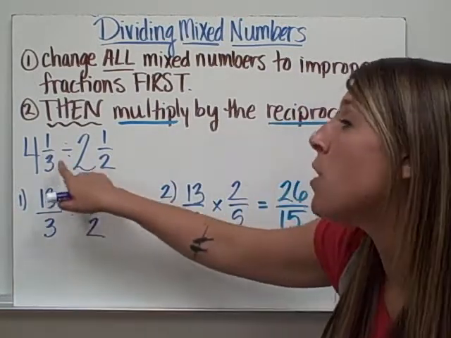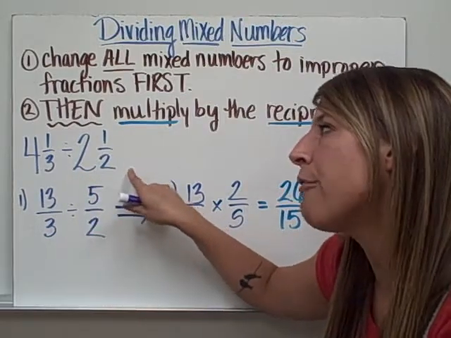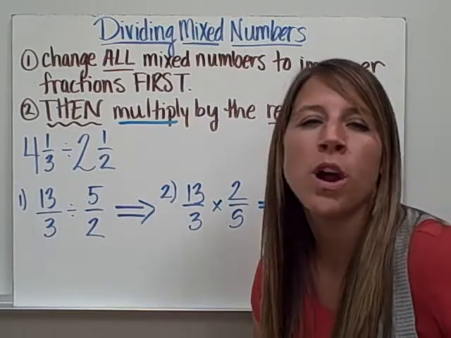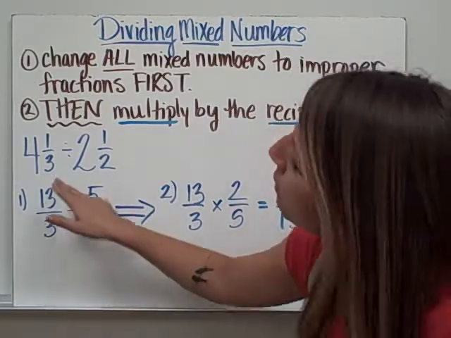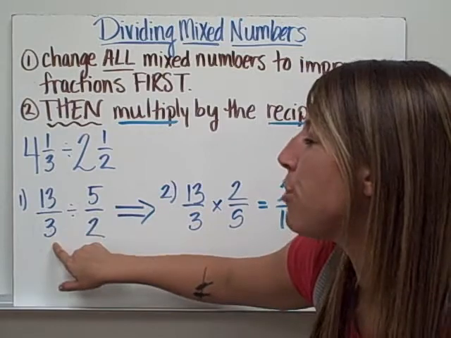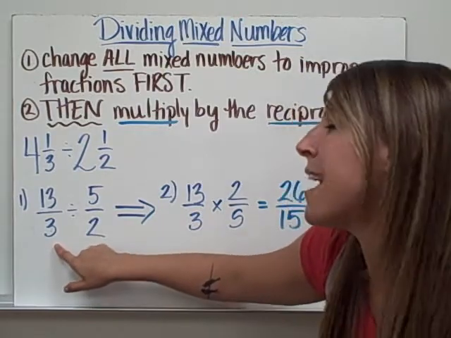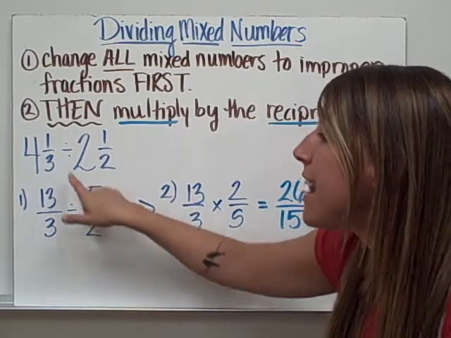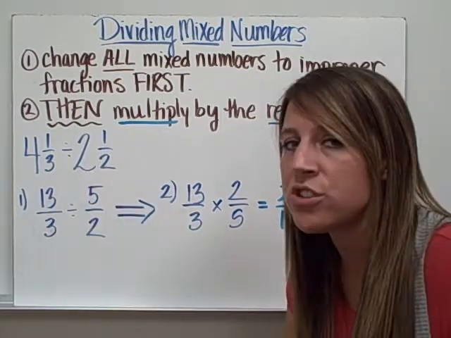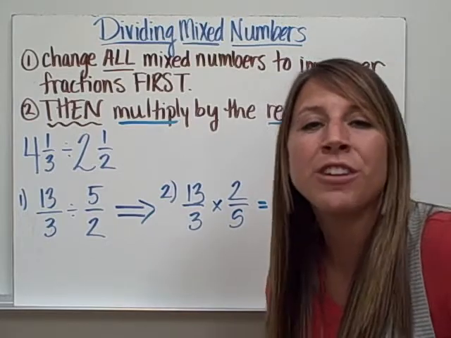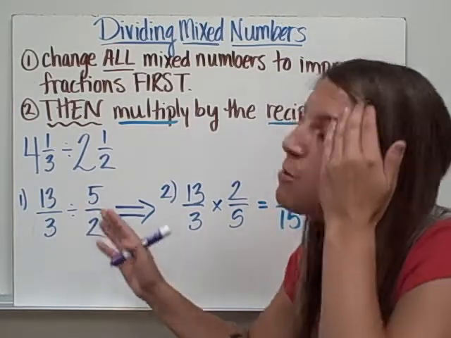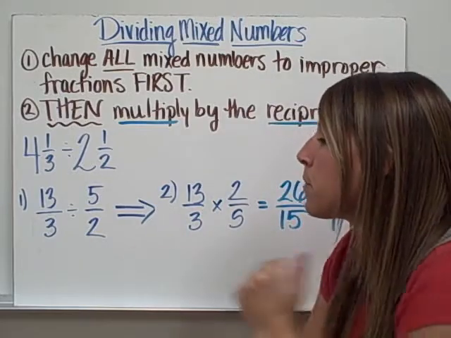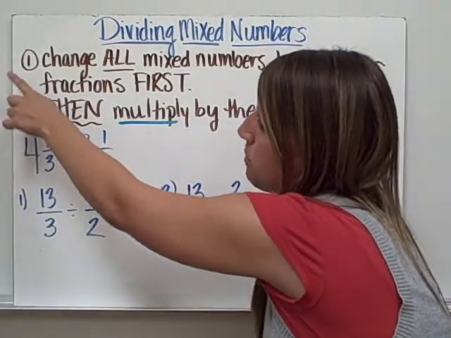So if I have 4 1/3 divided by 2 1/2, I want to change them both to improper fractions first to make my work so much easier to work with. 4 1/3 turns out to be 13/3 as an improper fraction, and 2 1/2 is 5/2. Notice that I've maintained division. I haven't changed division to multiplication because I don't want to forget what operation I'm doing. Keep your division until you are going to make all of the changes at once. So that's that first step that goes with number 1.